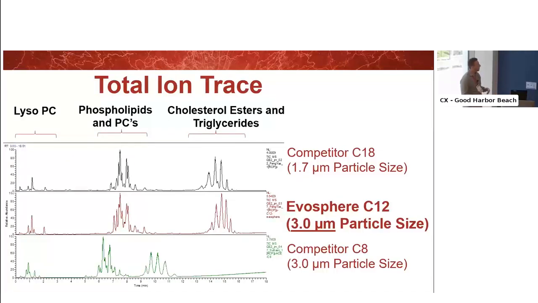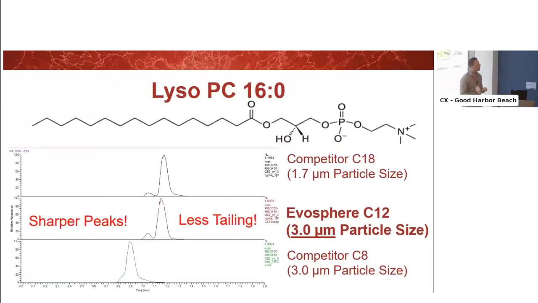So this is what we got. I'm going to center in on each one of these and compare them to the Waters BEH C18 and the C8. So I got the lyso-PCs, the phospholipids, and the phosphatidylcholines, and then the cholesterol esters and triglycerides. So what is the data? You're looking at a 3 micron here in a C12 against the Waters 1.7 micron up here, and you're getting sharper peaks, less tailing. That's huge.